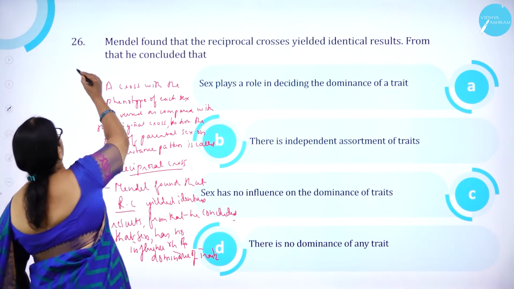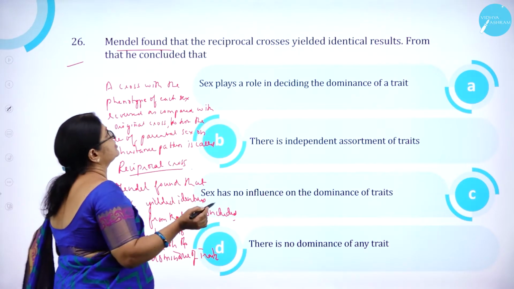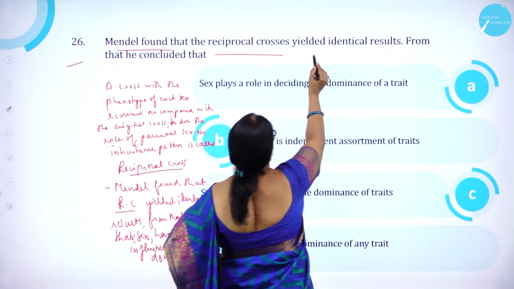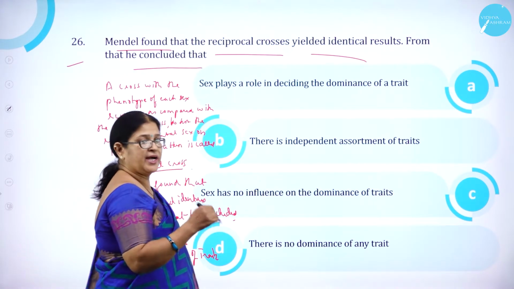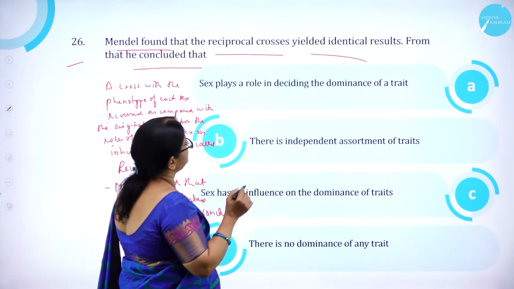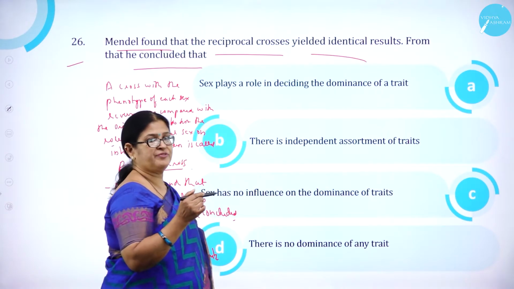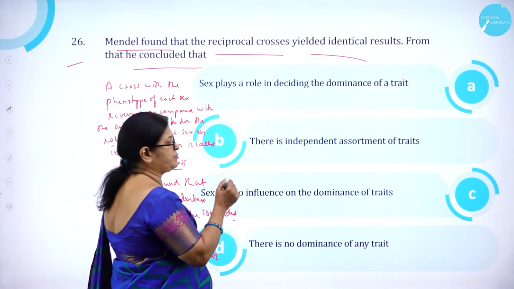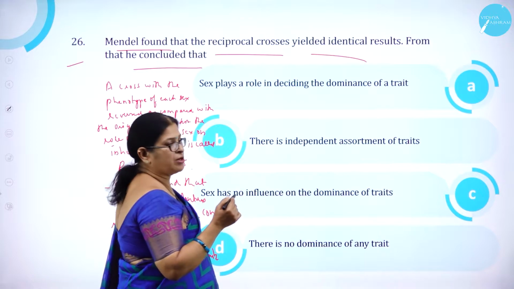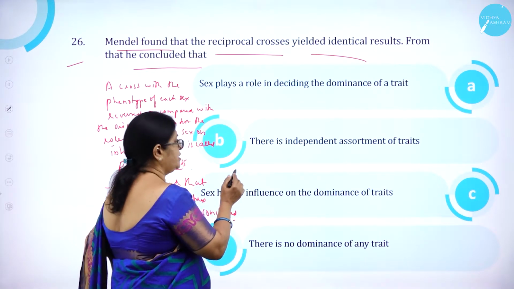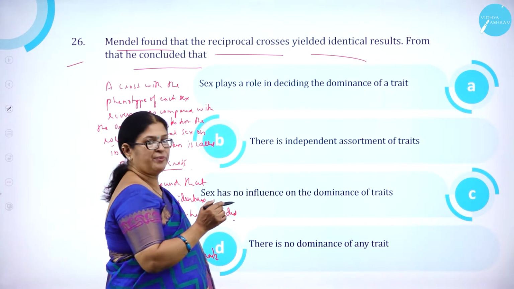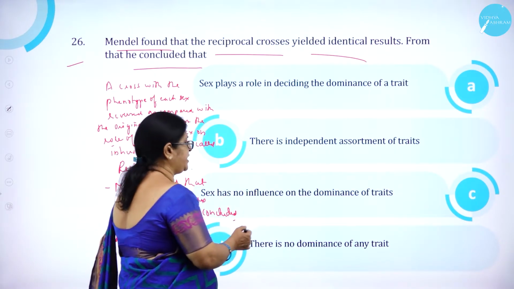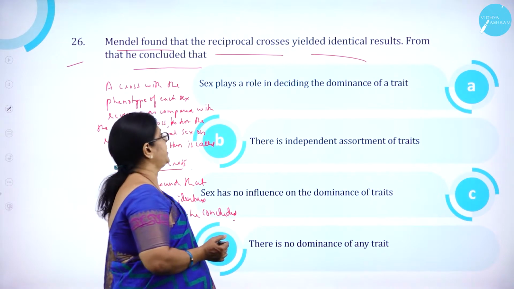Moving on to question number 26. Mendel found that the reciprocal crosses yielded identical results. From that, he concluded that option A, sex plays a role in deciding the dominance of a trait; option B, there is independent assortment of traits; option C, sex has no influence on the dominance of traits; and option D, there is no dominance of any trait.